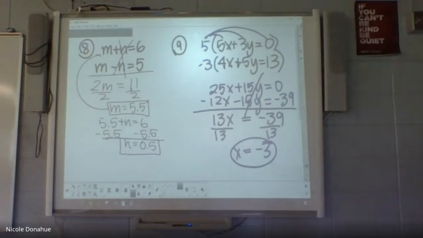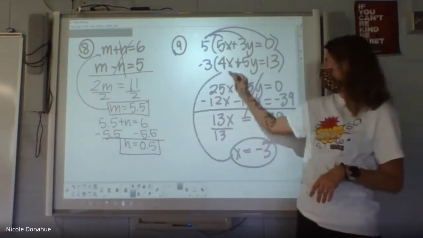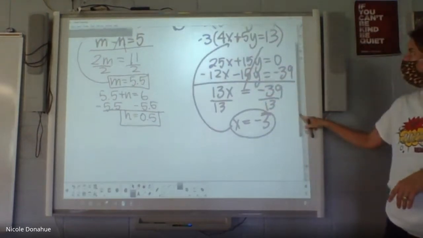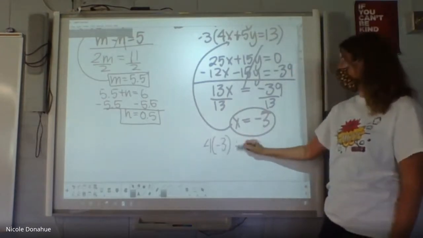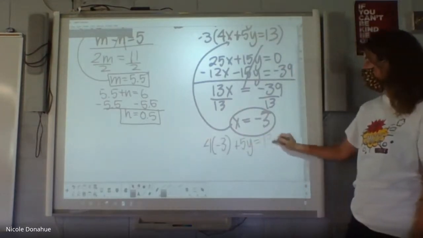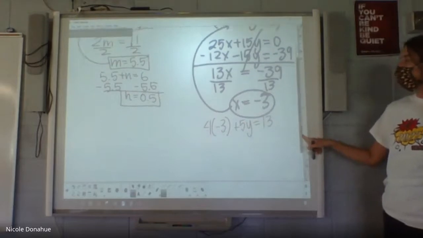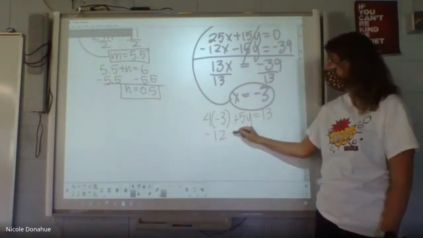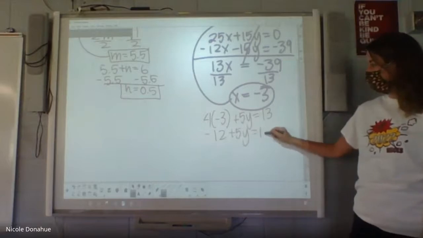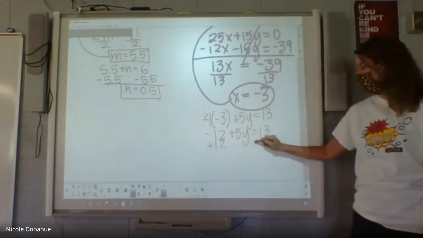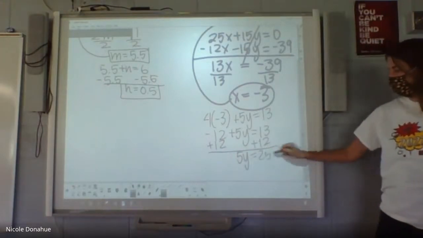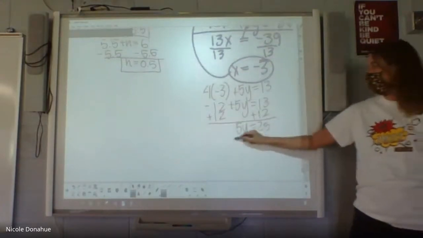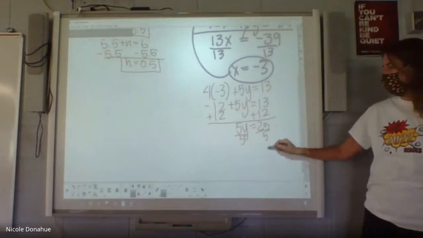Once I know x, I can substitute that back in to find my y value. So like I put it in here. 4 times negative 3 plus 5y equals 13. So I get 5y equals 25. So y ends up being 5.